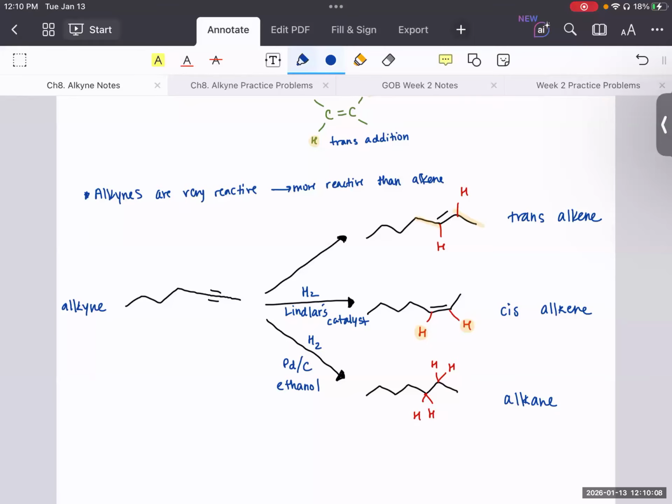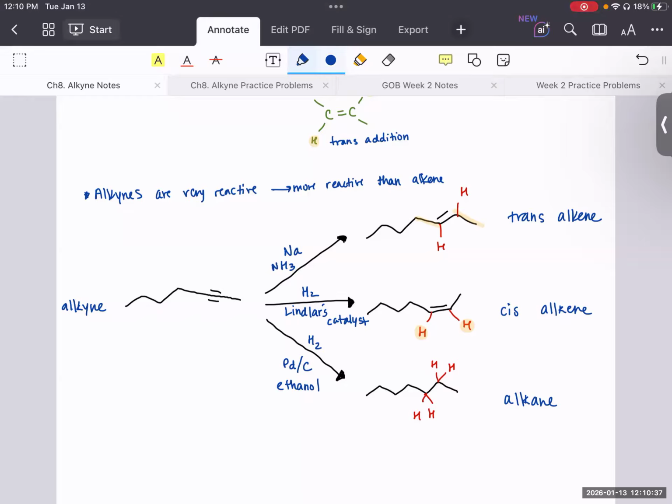All right. For the trans alkene, we have to use a different method. The hydrogen gas doesn't work because that would be the cis addition. So instead of hydrogen gas, we use ammonia in the presence of sodium. With this, we get the anti-addition of the two hydrogens. And we're using the sodium with the ammonia.